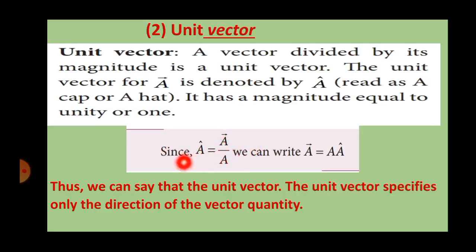A unit vector in the direction of vector A is written as A cap. This is the formula of unit vector. We can write A vector is equal to A into A cap. Thus we can say that the unit vector specifies the direction of the vector quantities. So students, a vector can be written as the product of magnitude and unit vector along its direction.